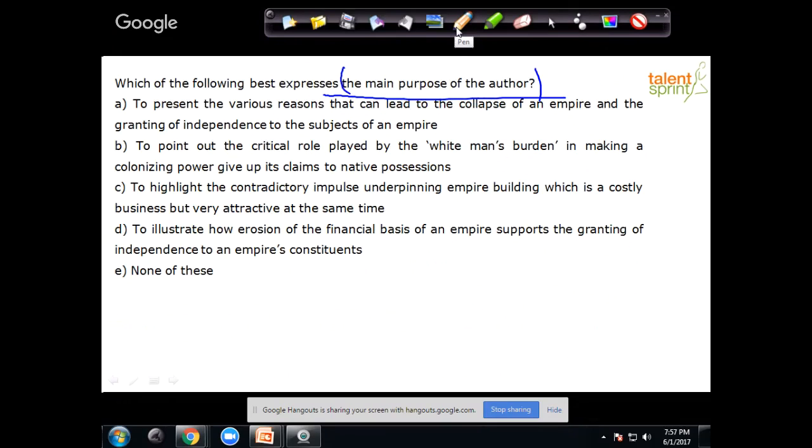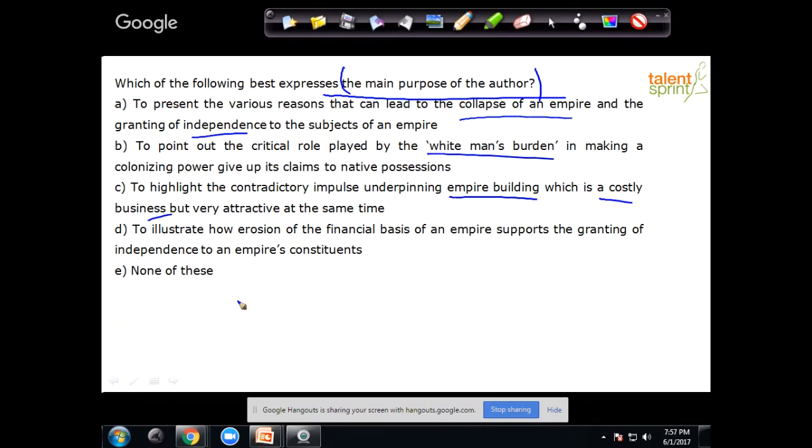Option A talks about reasons an empire collapses and granting independence. Option B talks about the white man's burden in making a colonizing case. Option C talks about how, if Britain had decided to stay back in India and not grant India independence, it would have spent a lot in just building the empire in India, which is a costly business. Is that what the author is trying to say?